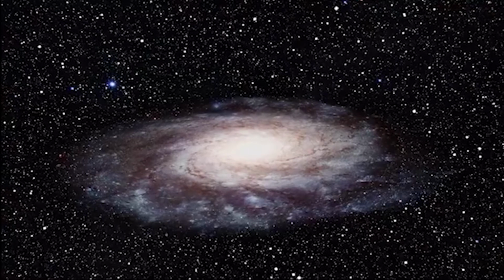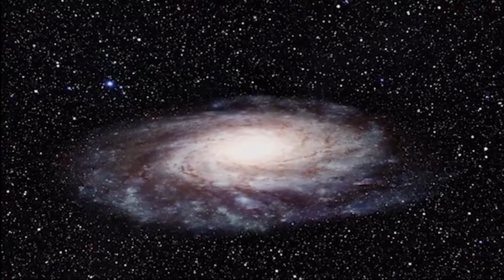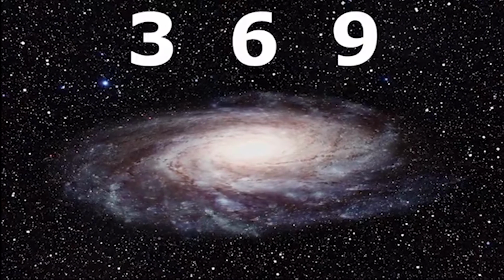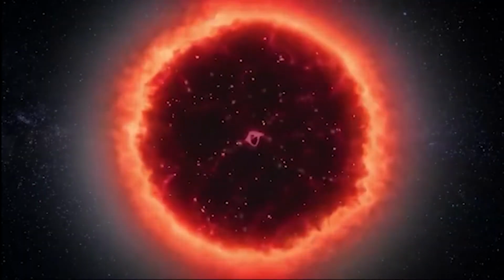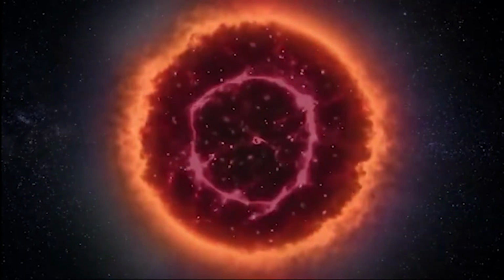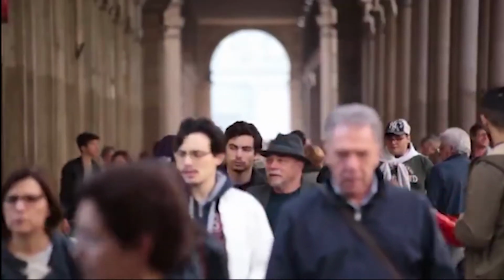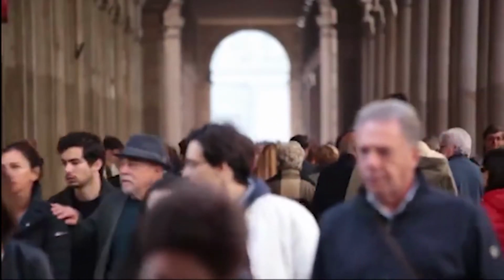After watching the video, you will understand how our whole universe is controlled by numbers 3, 6, and 9, and how they are present everywhere in the universe. You will also know how the numbers 3, 6, 9 represent a higher dimensional world while the rest of the numbers belong to our three-dimensional world.